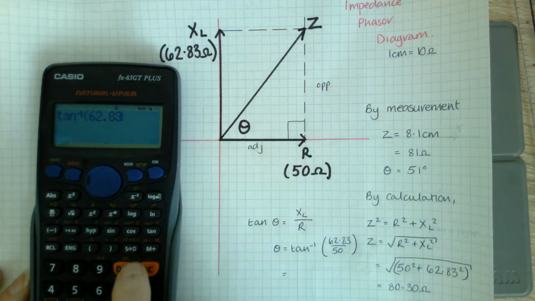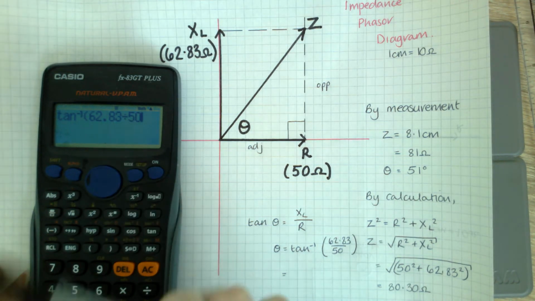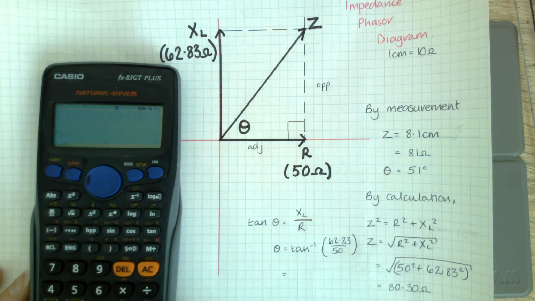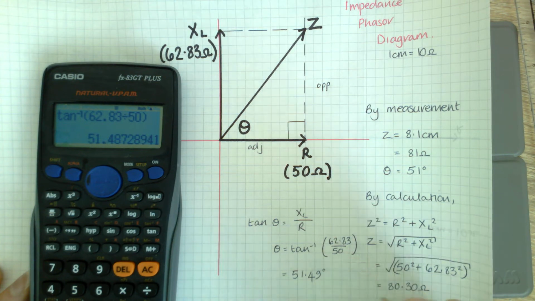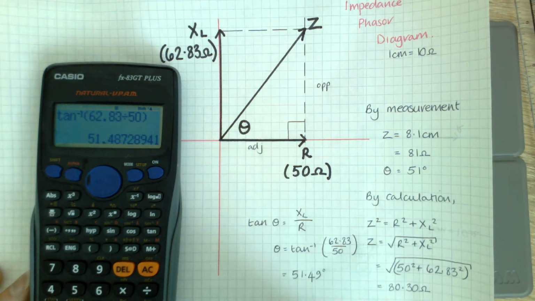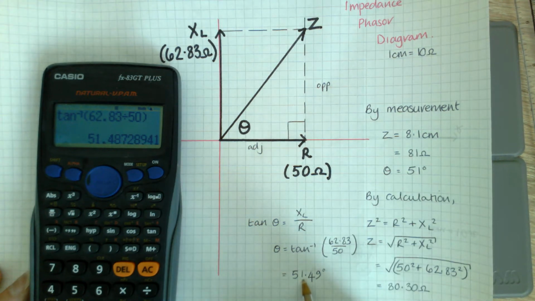Shift tan 62.83 divided by 50. Make sure your calculator's in degrees, with a wee d up there. And I've got 51.49 degrees. Again, very similar to that. And that's my circuit phase angle. That's my circuit phase angle by calculation.